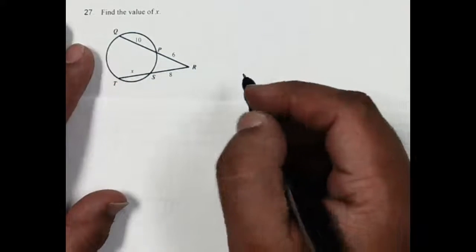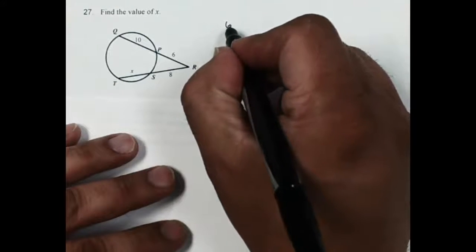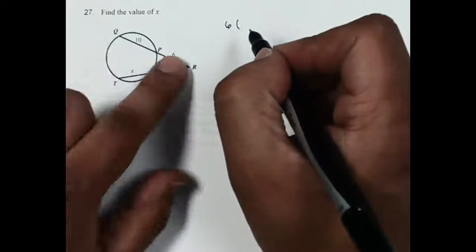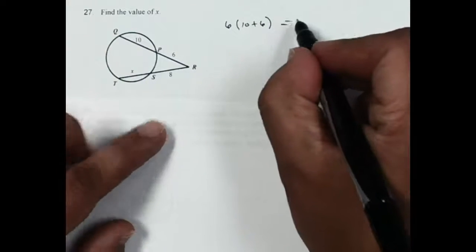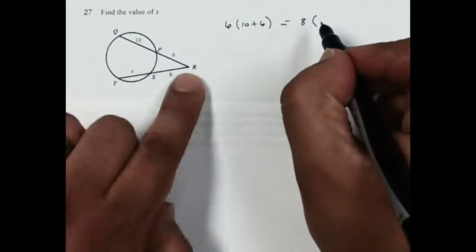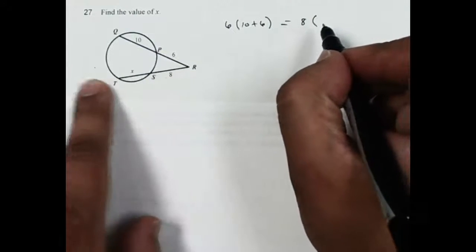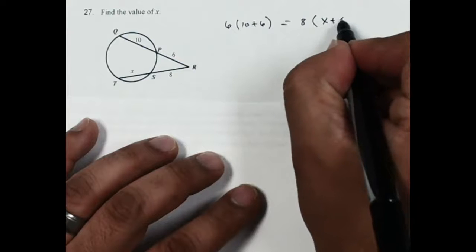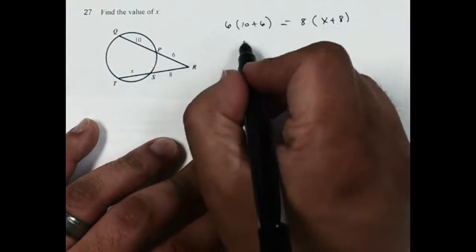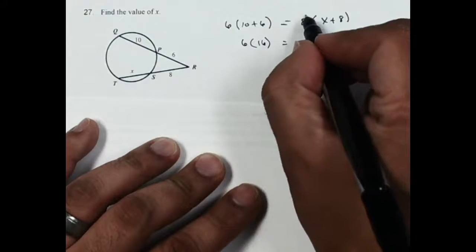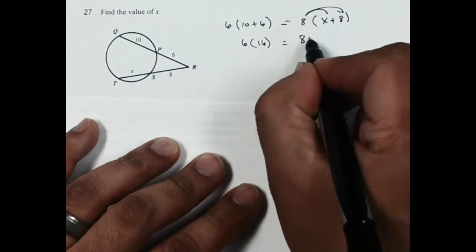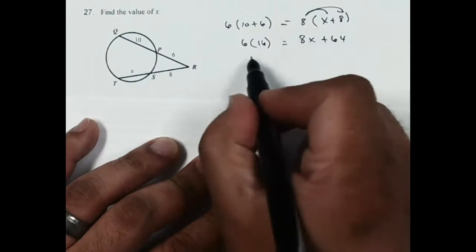Alright, for number 27, to find the value of x, it's going to be 6 times the whole length, so it's really 10 plus 6, is going to equal 8 times the whole segment RT, so that's going to be x plus 8. Here I can simplify: 6 times 16 is equal to, if I distribute, 8x plus 64.